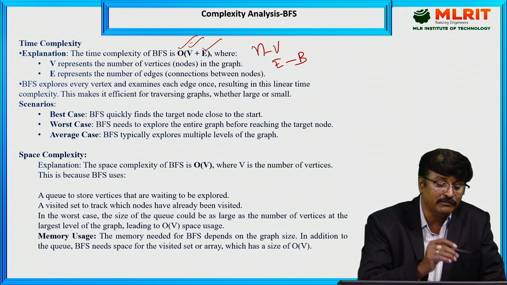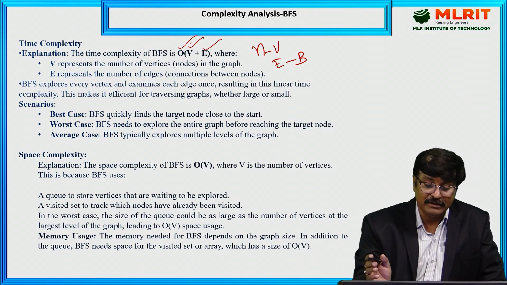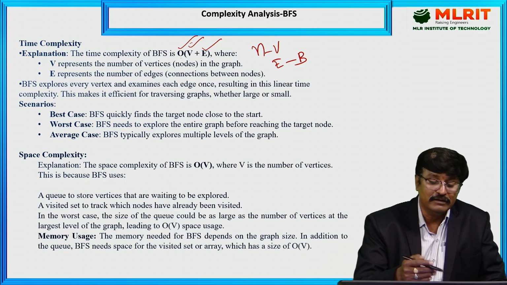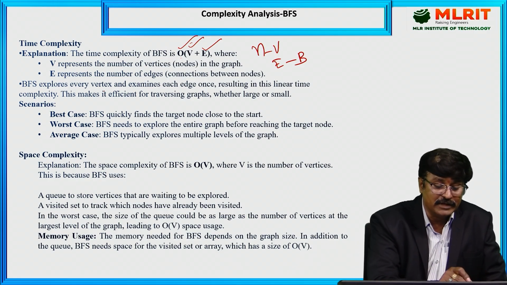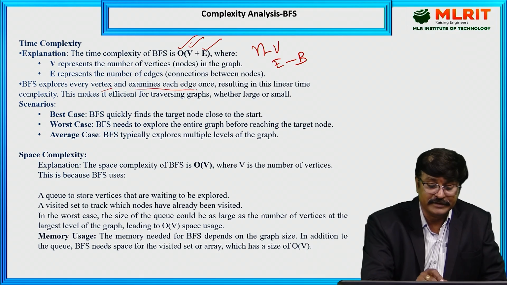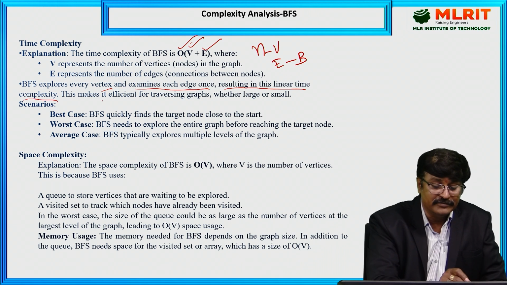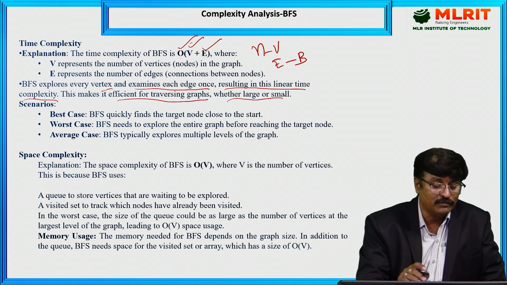So the time is more. If the goal is at a level nearby the root node, you will get it within a short span. BFS explores every vertex and examines each edge, resulting in linear time. It is linear time complexity. This makes it efficient for traversing graphs, whether large or small.